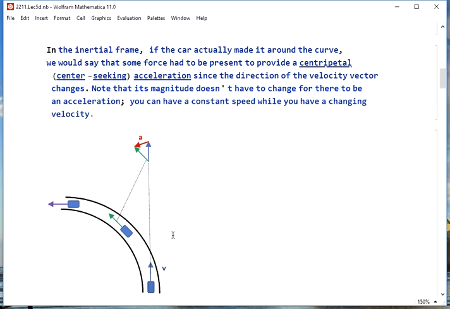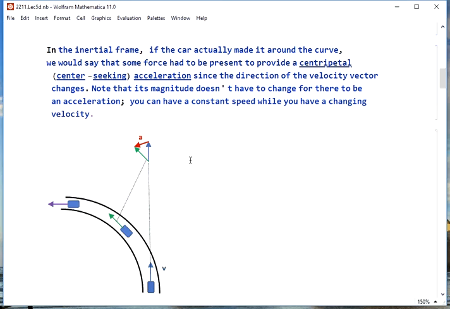If we're in the inertial frame, if the car actually made it around the curve, we'd say there has to be some force present to provide a centripetal, and that means center-seeking, acceleration, since we see the direction of the velocity vector changes. Here we have the velocity vector in blue pointing straight up. Here at this point in green, it's pointing to the upper left, and that change in velocity means the acceleration had to go towards the lower left here. That's towards the center of the curve. That had to exist for the velocity vector to change like that.